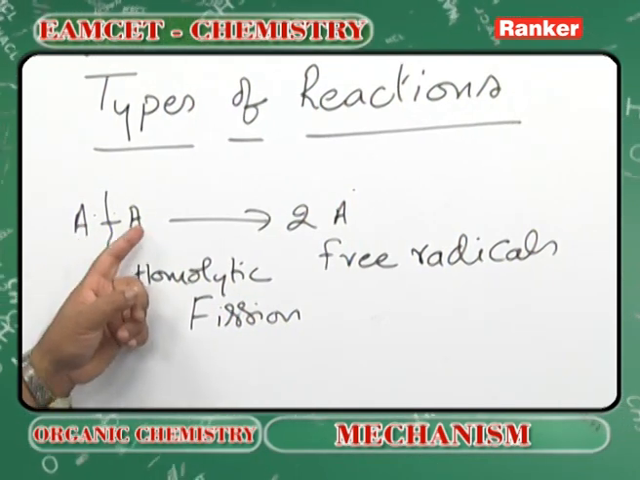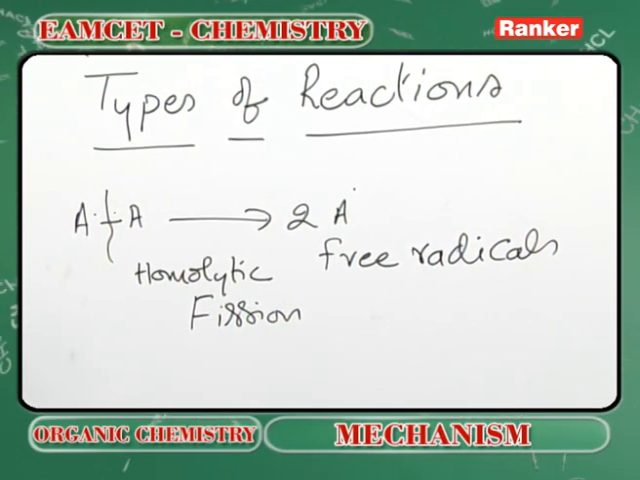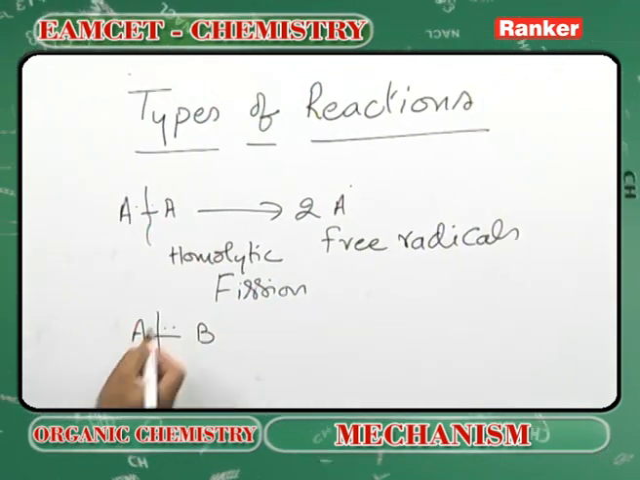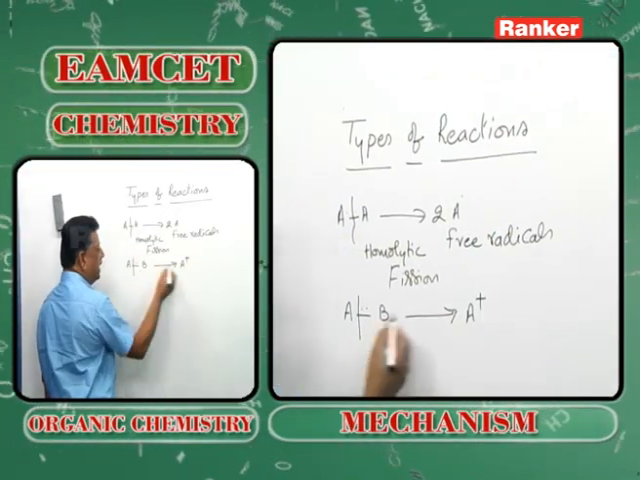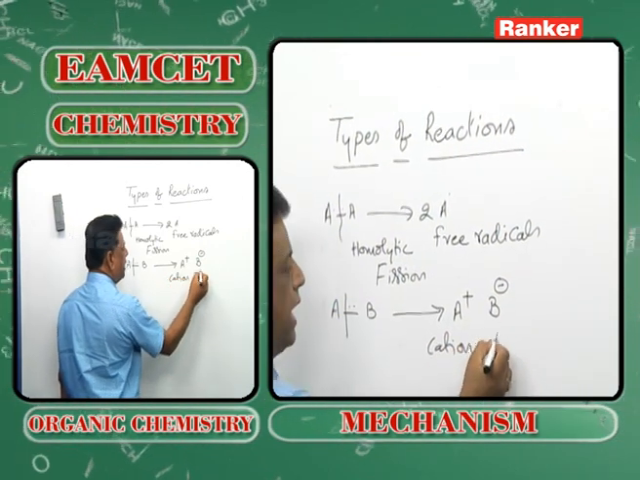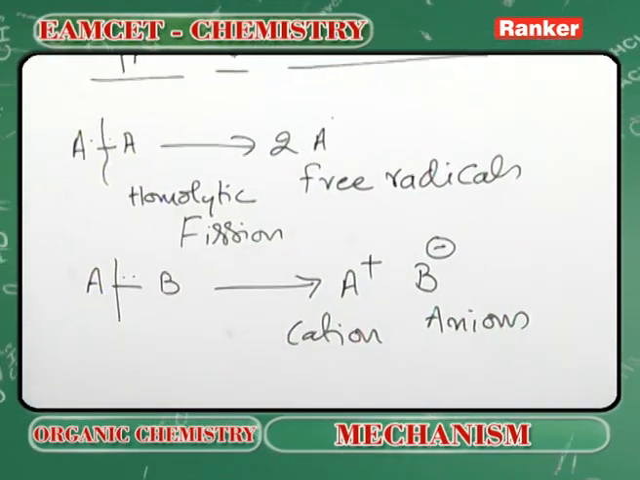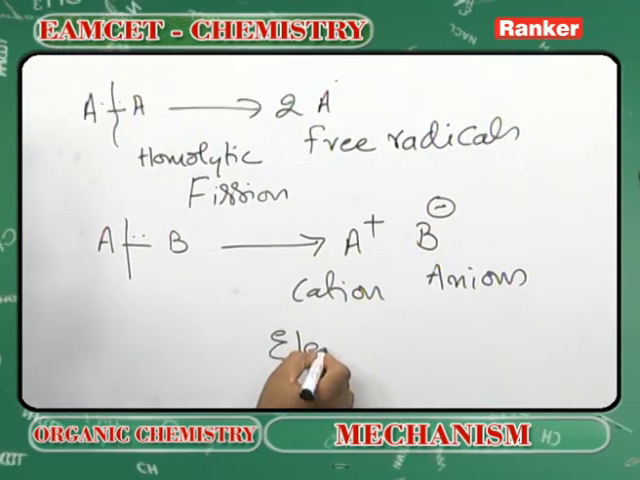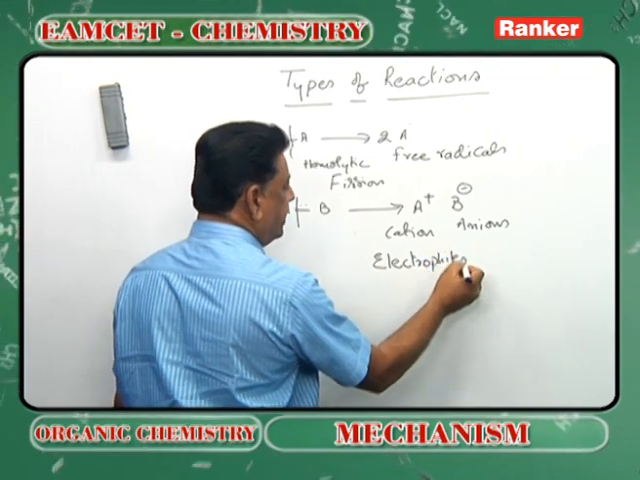Several times, either the atoms are the same or there is little difference in electronegativity, which leads to this type of breakage. When a molecule like AB breaks unevenly, so that one atom or group gets a positive charge and the other becomes negative, they are called cation and anion. In organic chemistry, we classify these as electron deficient, so they are called electrophiles. Electrophiles means electron-loving reagents.